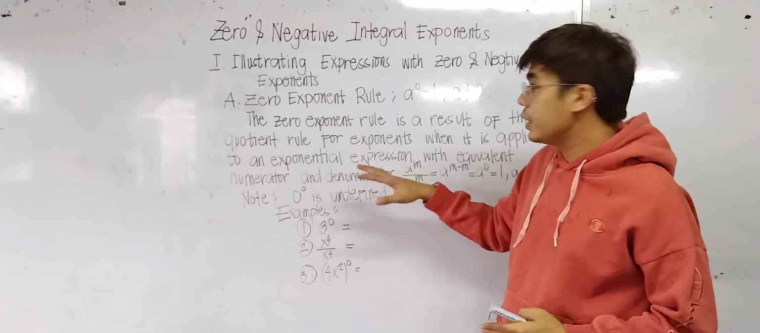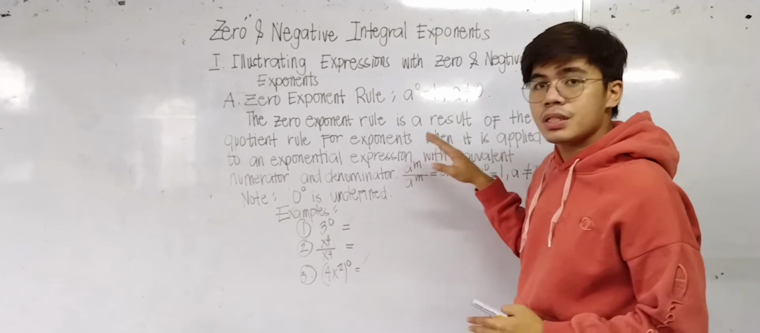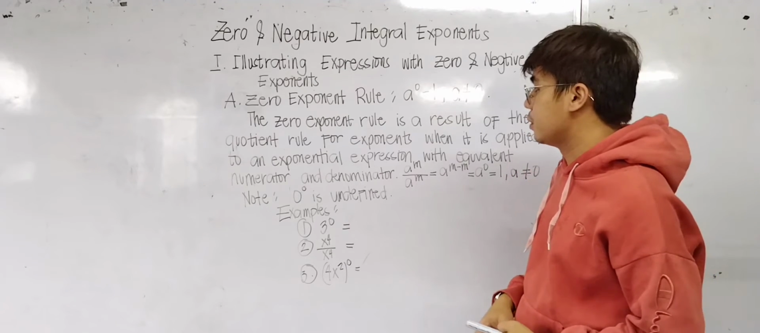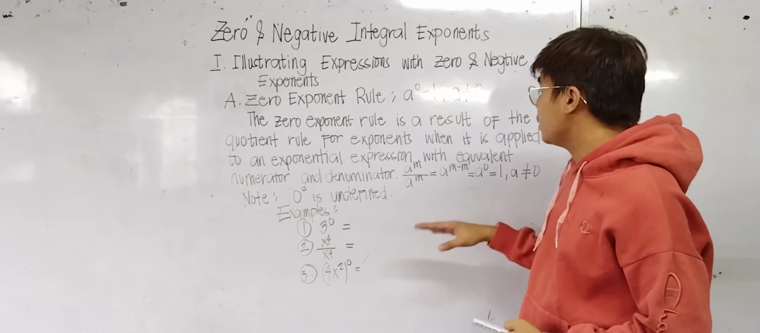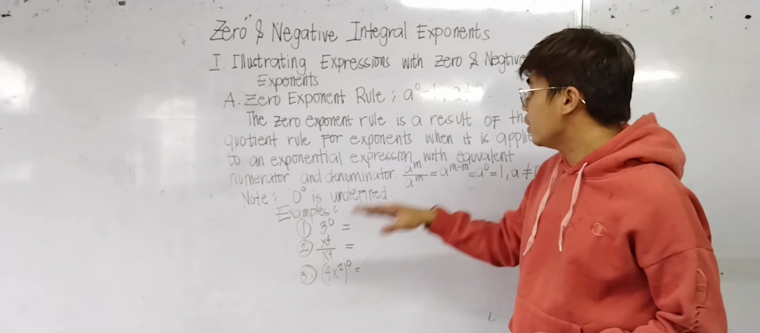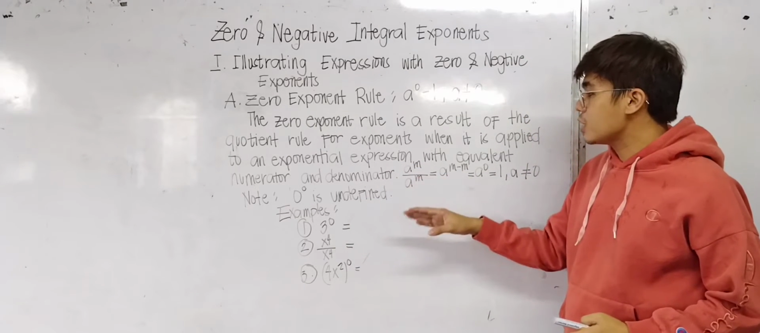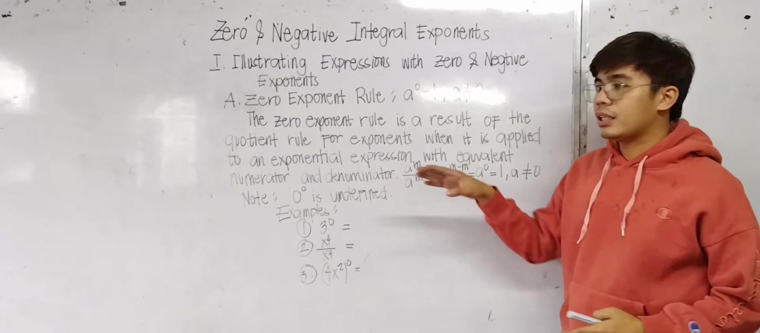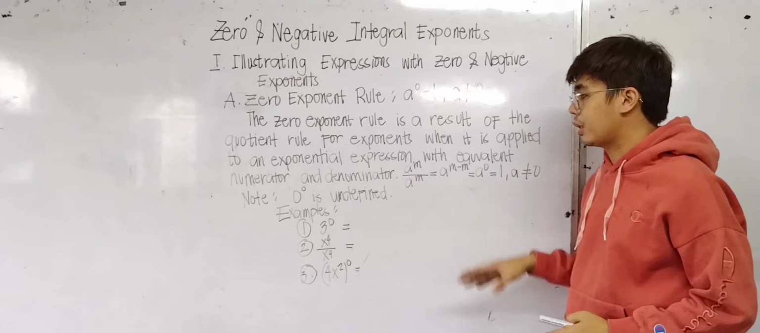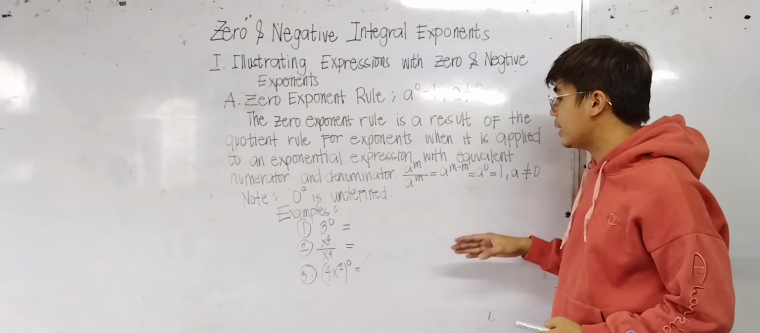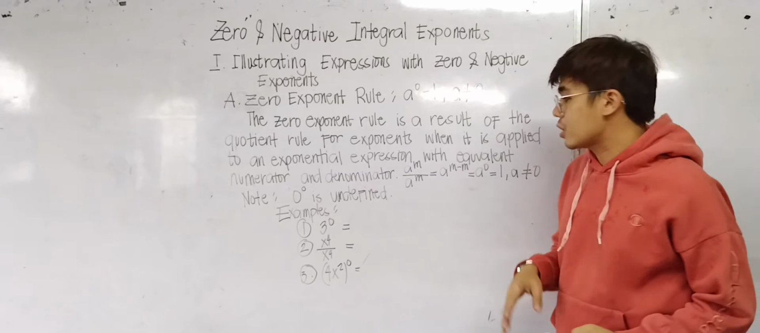So let's start with this one, where a raised to 0 is equal to 1, where a is not equal to 0. The zero exponent rule is a result of the quotient rule for exponents when it is applied to an exponential expression with equivalent numerator and denominator. Again, remember, the numerator and denominator must be the same, and also their exponents.